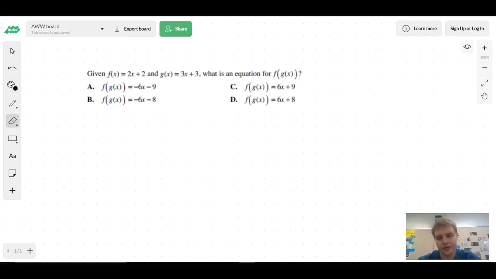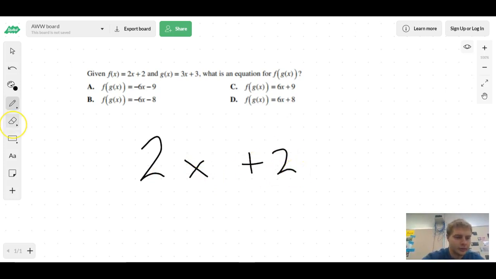Okay, so for the first one, what they want is a composition of these functions. Because they want a composition of these functions, and you can know that they want a composition because of this, they want us to find f of g of x, which means we want to put the function f on the outside, so I'm going to write the function f.